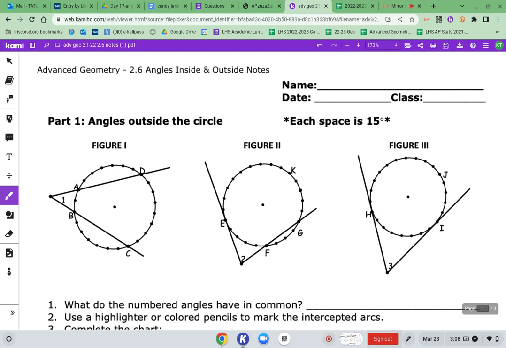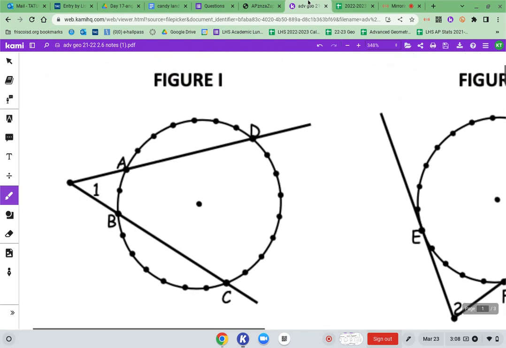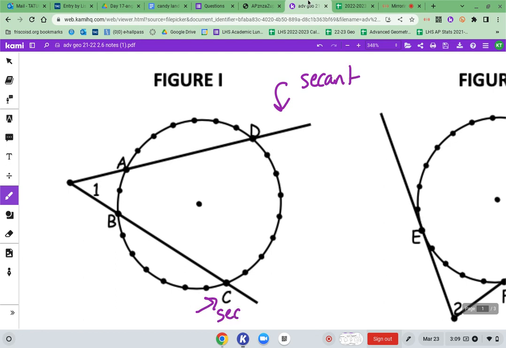Okay, so today we're going to learn about angles inside and outside of a circle. So if you'll just look up here for a second, in figure 1, you can see that angle 1 is outside of the circle. And angle 1 is made up of two secant lines. Like this is one secant, and then we have another secant that's making angle 1.